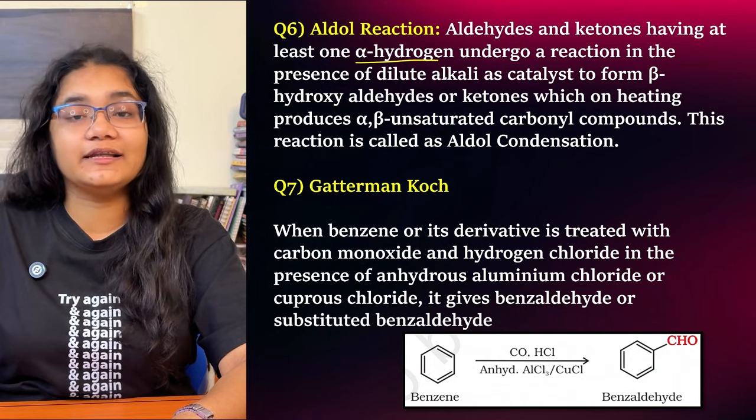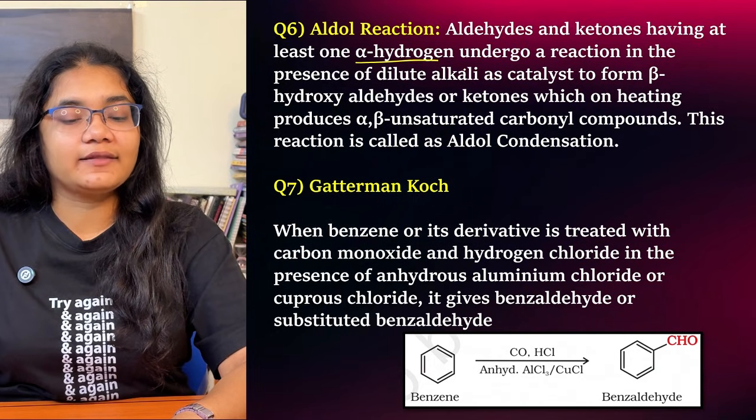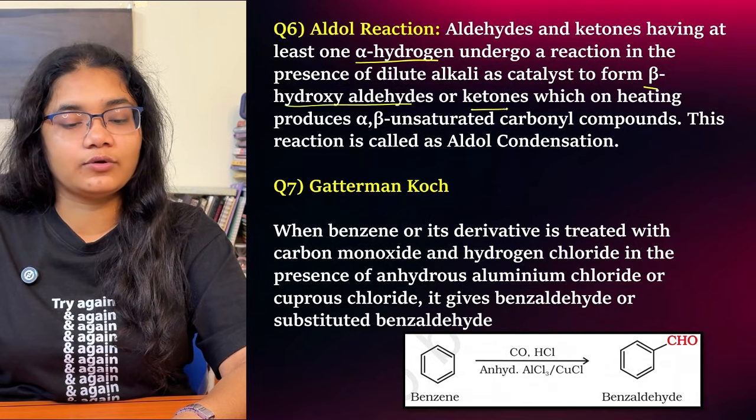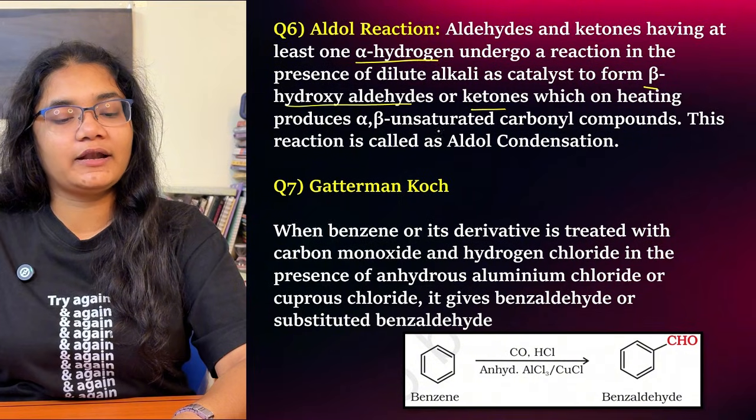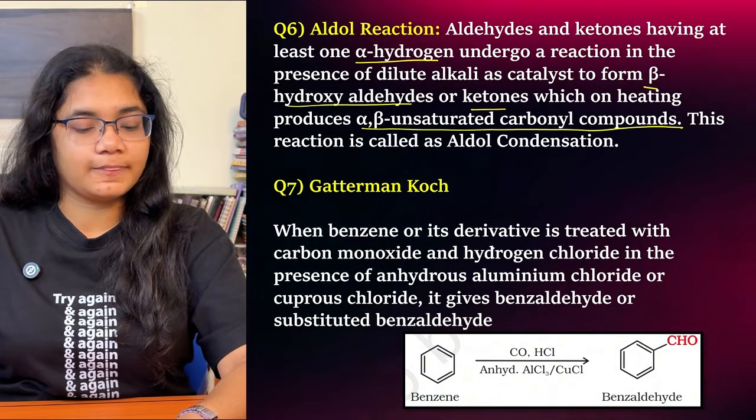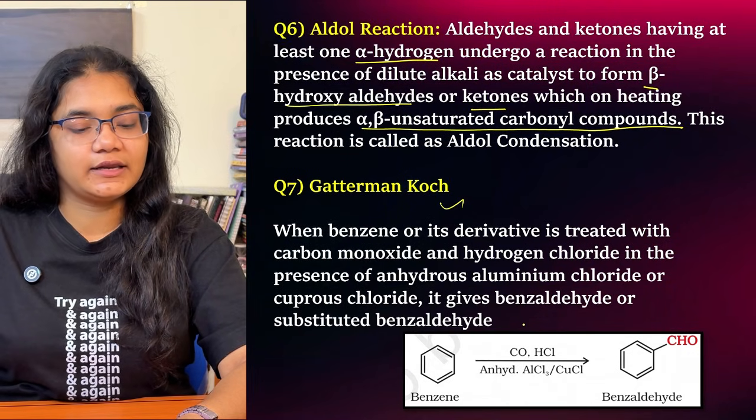Here you need to have at least one alpha hydrogen, and then it should react to form first a beta hydroxyaldehyde or ketone, and when you heat it further you get your alpha beta unsaturated carbonyl compound. Now Gattermann-Koch reaction you can see here in detail.